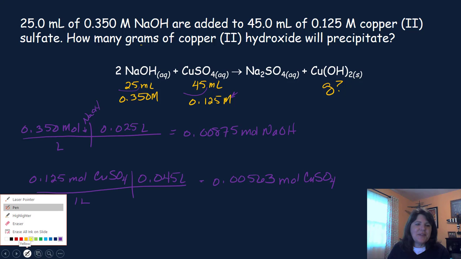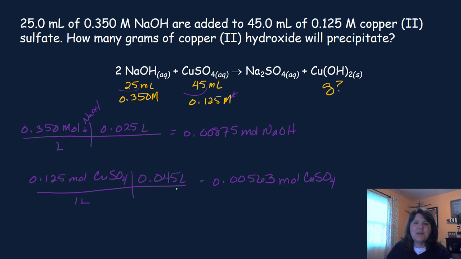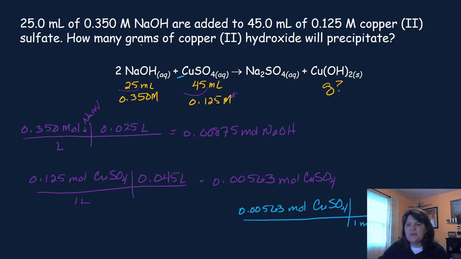Next step. Well, if you guessed find the limiting reactant, you're right. We have to do the mole ratio to do that. So 0.00563 moles of copper sulfate. And from the balanced equation, we have 1 mole of copper sulfate to 2 moles of sodium hydroxide.